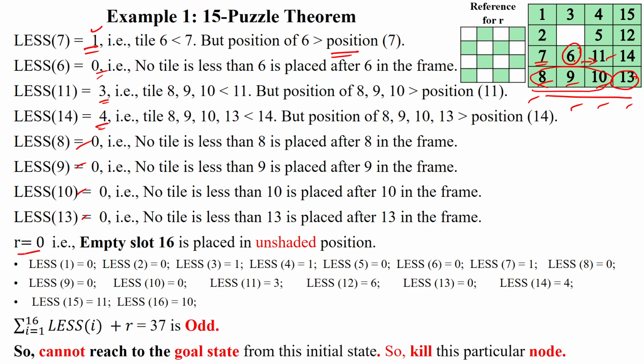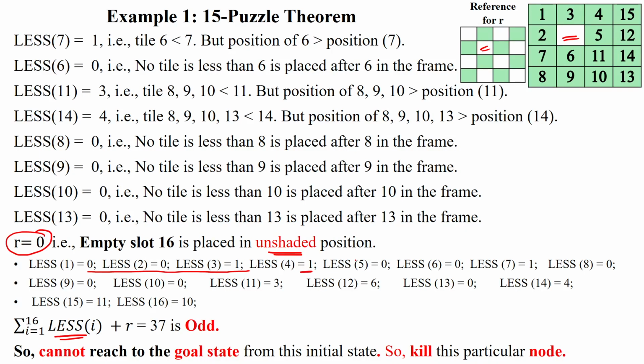So now what is the position of R? Here R is the empty tile. So the empty tile is placed in a shaded position or an unshaded position. This is placed in an unshaded position. If it is placed in an unshaded position, then the R value is 0. So now we have to add all the values. These are the values: 0 plus 0 plus 1 plus 1 plus 0 plus 0 plus 1 plus 0 plus 0 plus 0 plus 3 plus 6 plus 0 plus 4 plus 11 plus 10.